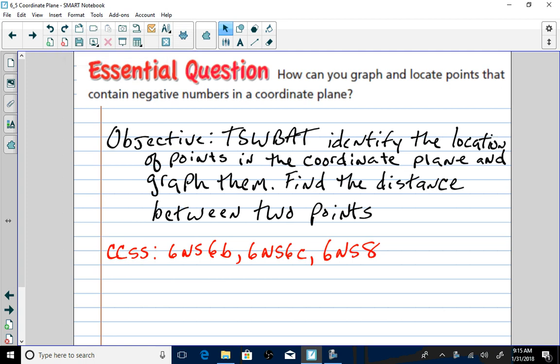Okay, guys, our objective for today is we want to be able to identify the location of points in a coordinate plane. We want to be able to graph them as well. And we also want to be able to find the distance between 2 points on the coordinate plane. Okay?